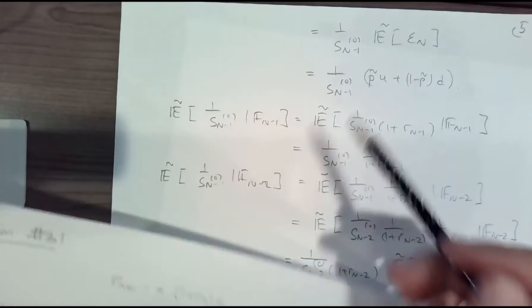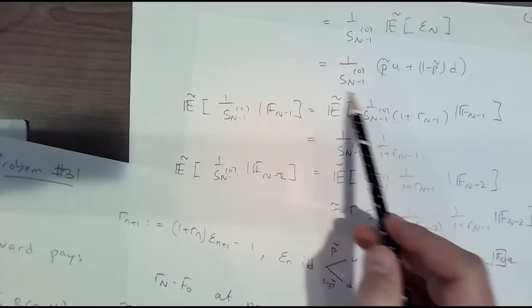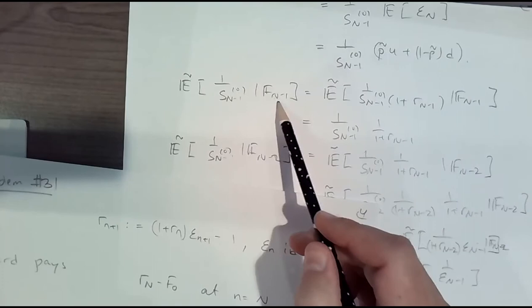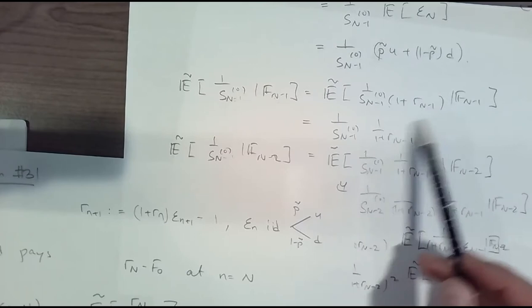Okay, so then you're ending up with something that looks like 1 over S_{n-1}. So then what you need to figure out is how do I calculate the conditional expectation of something like this? So you start at the end, you go one back, see what happens. Here you're good because when you go one back, you are already measurable, so there's nothing to compute. But then what happens if you go two back?